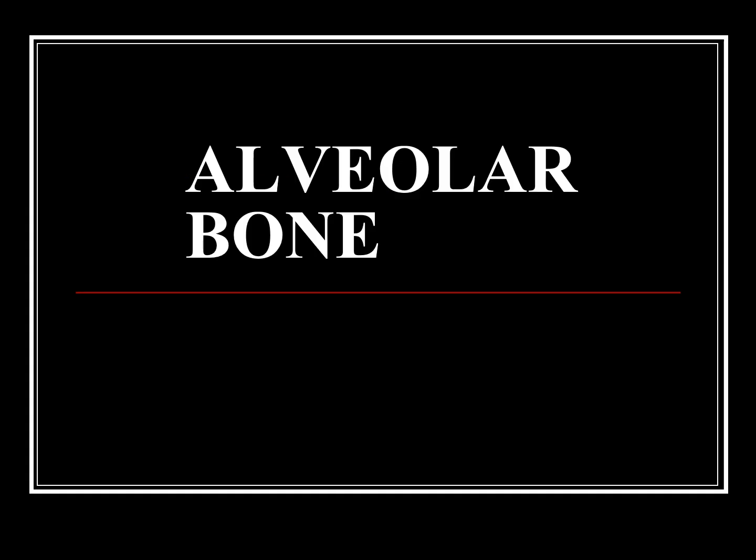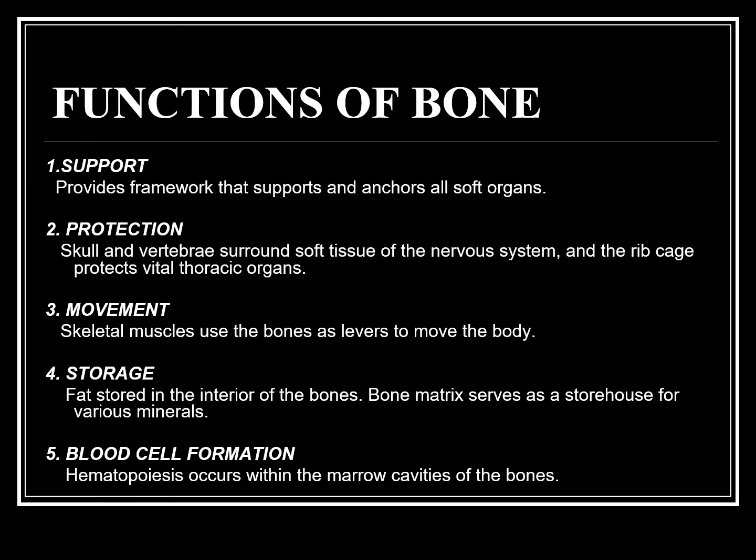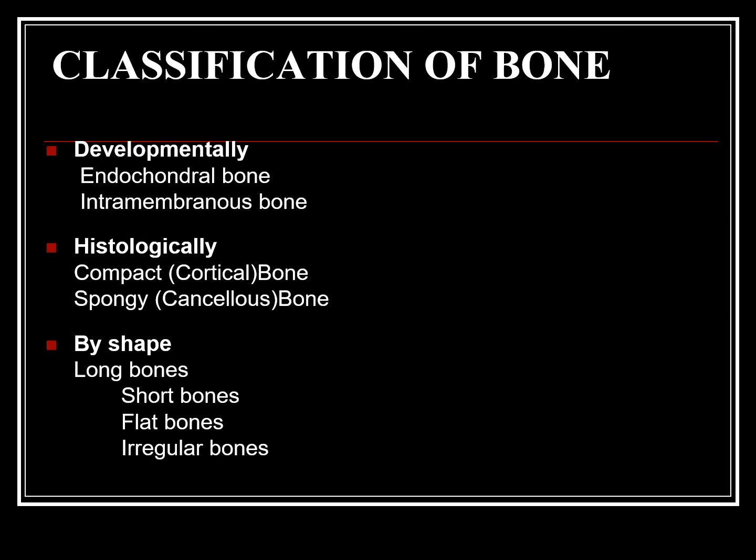Alveolar bone. The bone tissue. Bone tissue is a specialized form of connective tissue and is the main element of the skeletal tissues. It is composed of cells and an extracellular matrix in which fibers are embedded. Functions of the bone. The bone supports; it provides a framework that supports and anchors the soft organs. It protects: the skull and the vertebrae surround the soft tissue of the nervous system, and the rib cage protects vital thoracic organs. So it's a kind of function which is provided by the bones of the body. Then the functions are movement, storage, and blood cell formation.